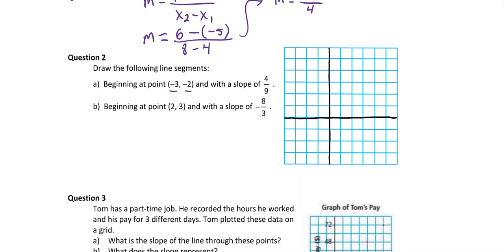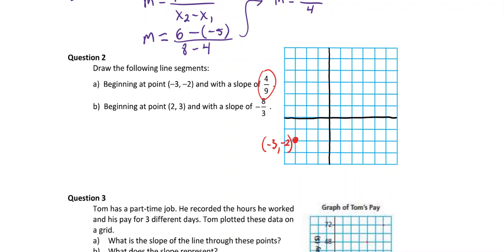Okay, so very first thing we got to do on this first one is plot the point -3, -2. Okay, so I'm going to the left 3, and I'm going down 2, right? So there's my first point. So that was the point -3, -2. And then the only other thing they told us is that this has a slope of 4 over 9. Any ideas on how we can handle this? Yep. You go up 4 over 9. Nice. Yeah. It has a rise of 4 and a run of 9.